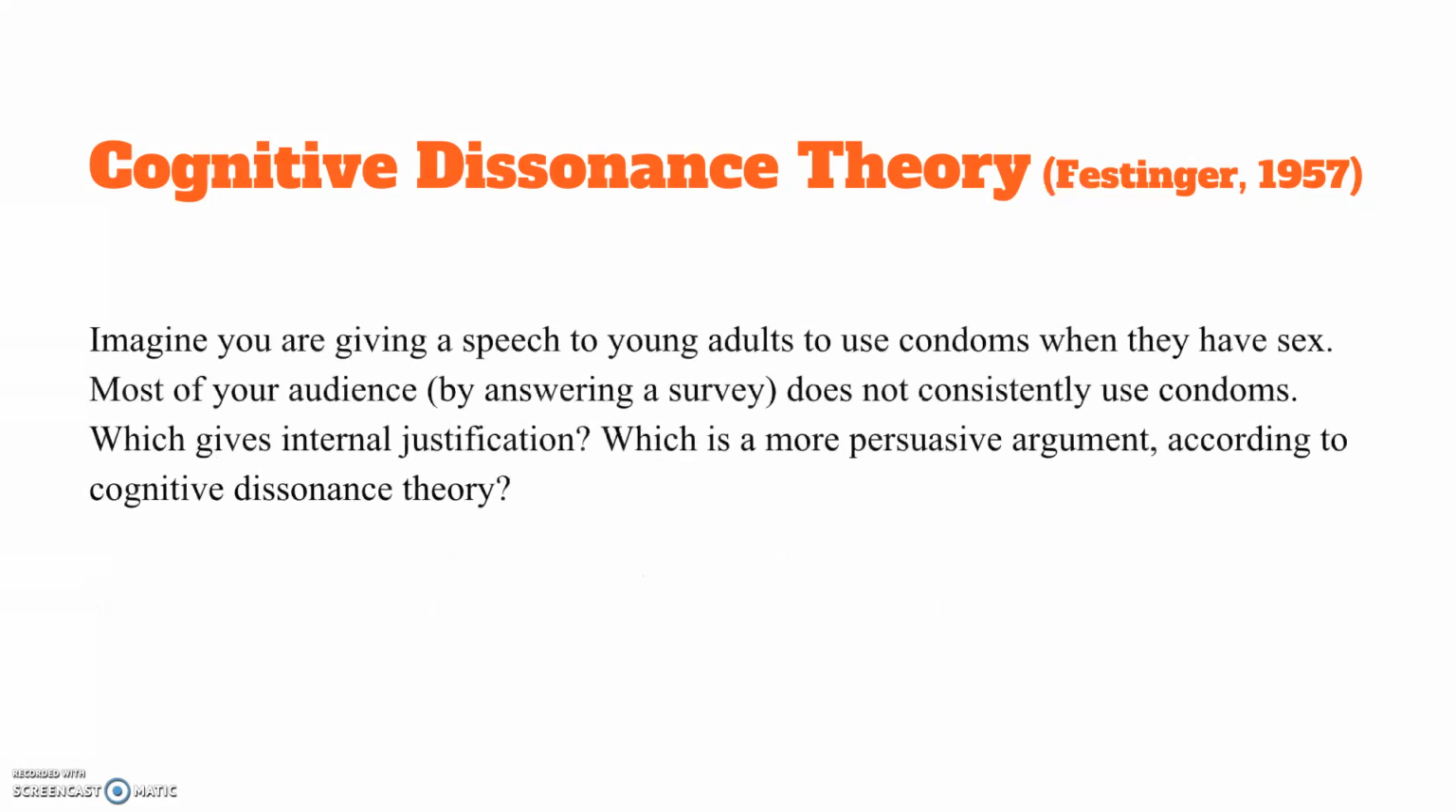Okay, let's look at one last example. So imagine you're giving a speech, right? You're a part of a health communication organization, giving a speech to young adults to use condoms when they have sex. Most of your audience does not consistently use condoms. They answered a survey prior. So which one gives them internal justification to start using condoms? Which is a more persuasive argument according to cognitive dissonance theory?